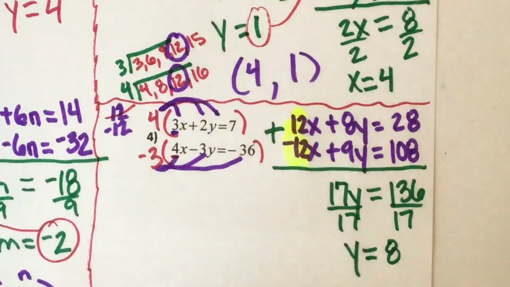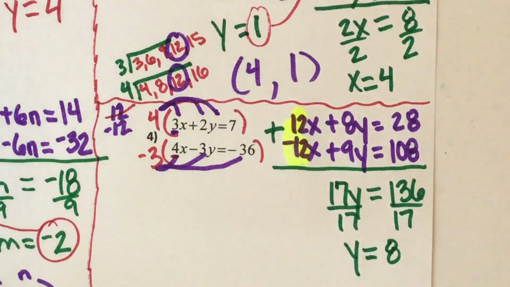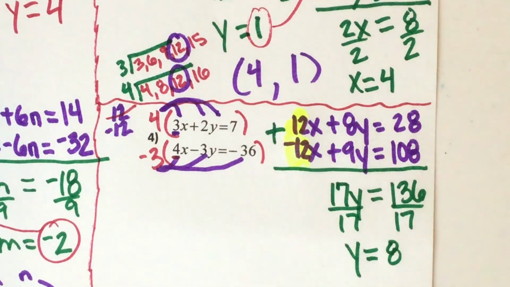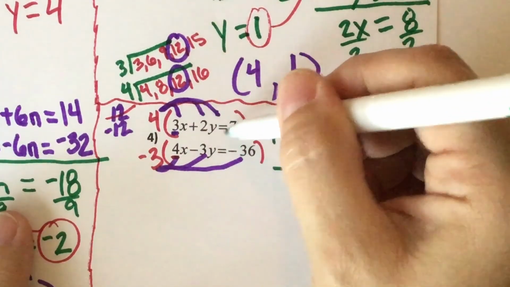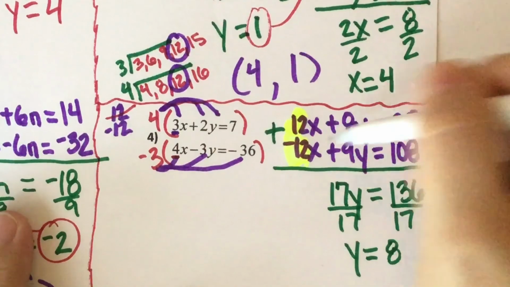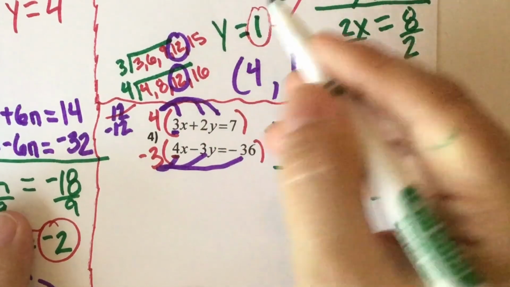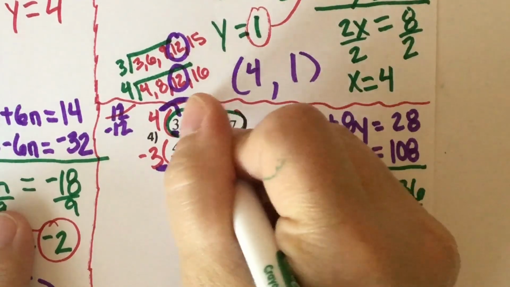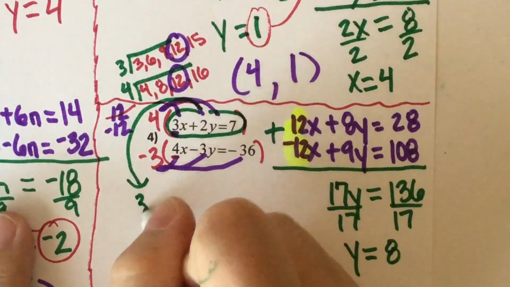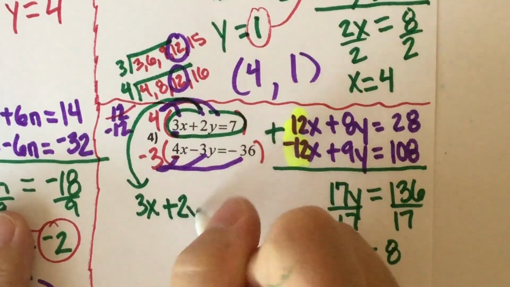All right, so now I need to pick the equation I like the looks of the best. So I have many to pick from. I could use this first equation, the second equation, or either of my new ones. I think I like the looks of the top equation the best. Okay, so I'm going to take this top equation and just rewrite it. 3x plus 2y equals 7.